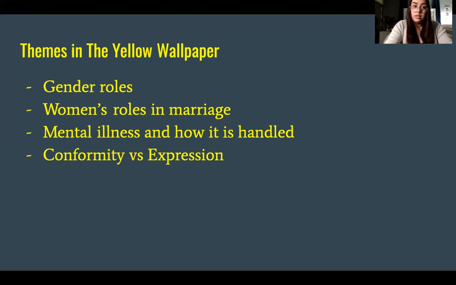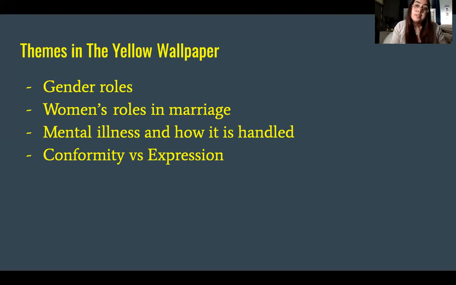Conformity versus expression. We see how she thinks that writing makes her feel better, right? Or she knows that writing makes her feel better. She wants to write because she feels like she's getting all of the inner doubts, the nervousness, the depressive thoughts. Basically, she gets them out by writing.